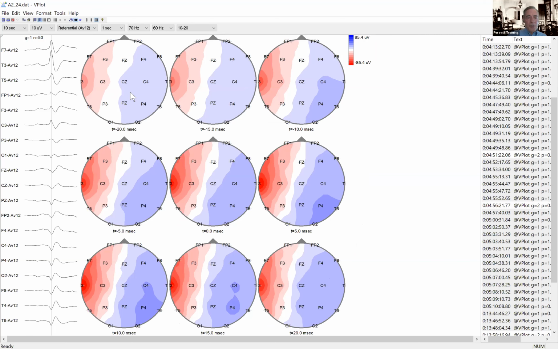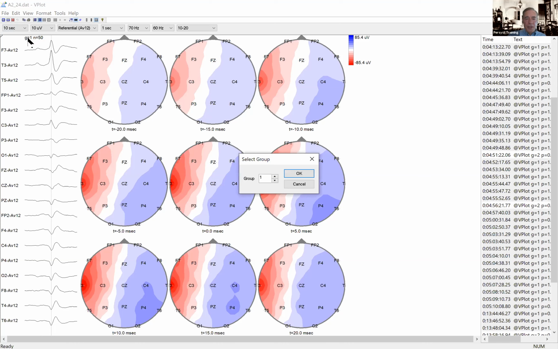You can change the time slices. This is going in 5 millisecond slices. So we have 20 milliseconds before the discharge, 15, 10, 5, 0. That's the peak. And then we're looking at 5 millisecond slices after that. So here we can see if there's propagation where we may have this indication of the voltage field shifting over time. Here it's pretty stable. And we can look at the other group of discharges here.